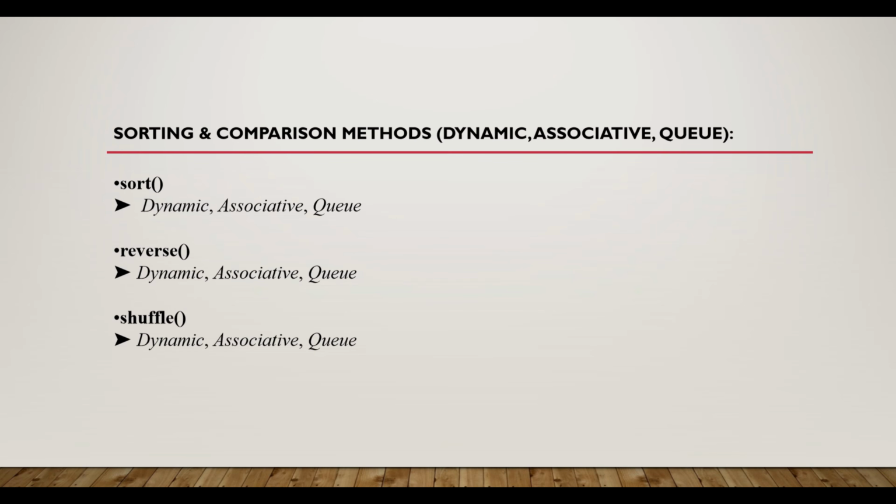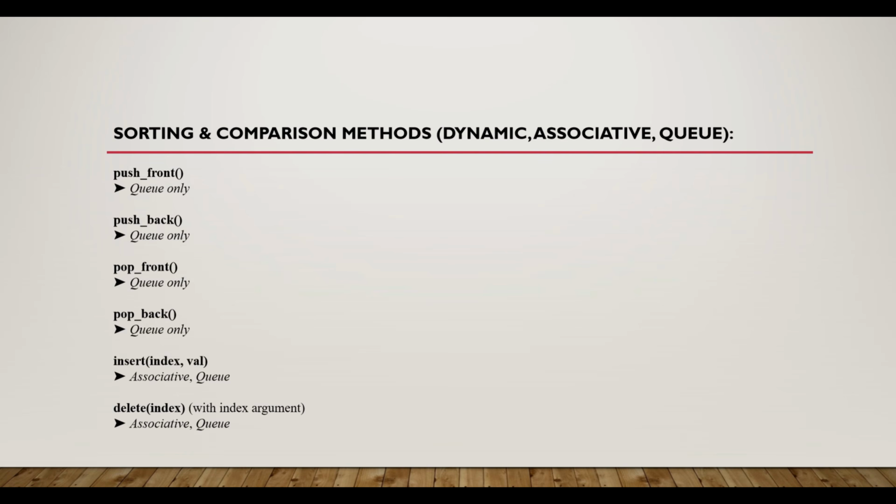Now some sorting methods are very useful. If you want to sort your array in ascending or descending order, you can do this. The shuffle method is also there to shuffle your array elements, which is also useful in dynamic, associative and queue arrays. These are some methods available in queue: push front, push back, pop front and pop back. Push front and push back are used to push elements into the array, whereas pop front or pop back is used to get an element from the array.